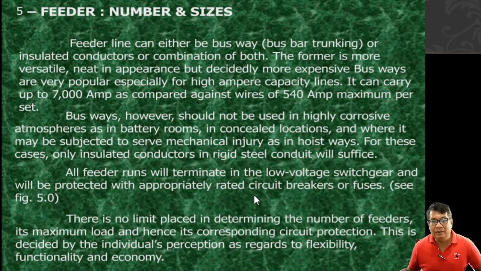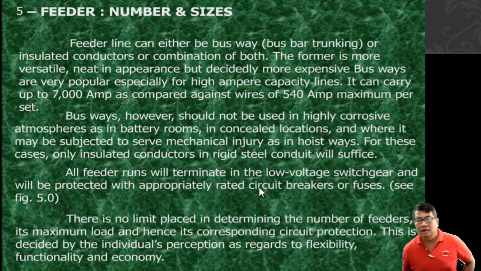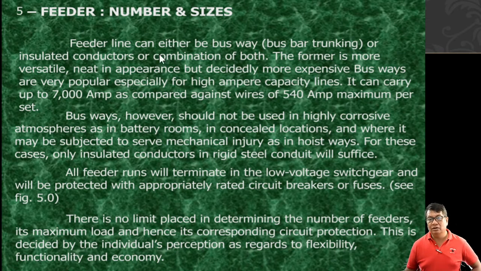Number 5, we have to discuss next the feeder number of sizes, no? Feeder line can either be busway or insulated conductors. Ito po yung pinaka-main connection or cable, no? So it can carry up to 7,000 amperes and then 450 amperes maximum per set, no? Then busways, however, could be highly corrosive atmospheres as in battery rooms, no?